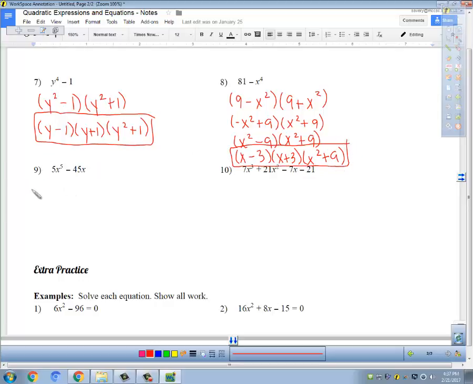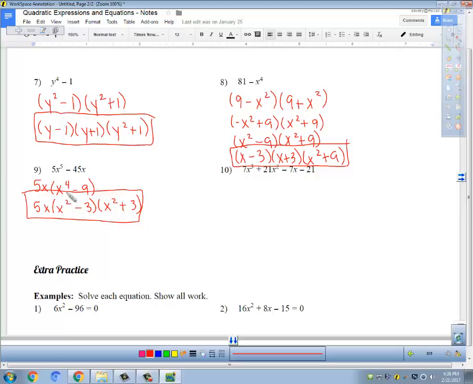Okay, number 9, we can factor out a 5x. We're left with x to the 4th minus 9. So I see difference of squares, so divide your exponent by 2. Square root of 9 is 3. Rewrite it. And that's your final answer. That one wasn't too bad.